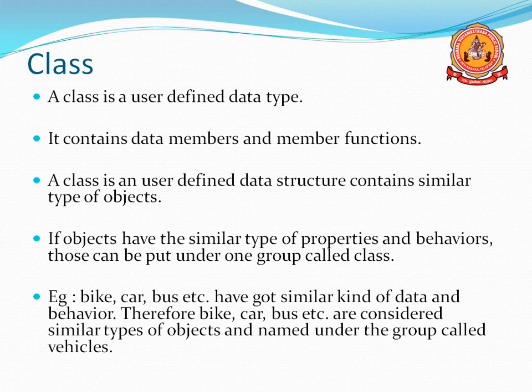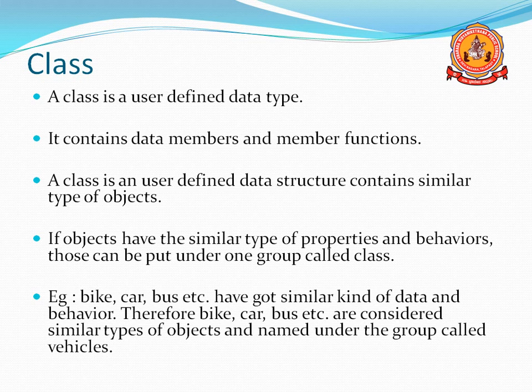We move to our first topic, classes. Class is a user defined data type. Remember, class is a user defined data type. Remember, there are mainly three types of data types available. One is fundamental data type, derived data type, and user defined data type. The fundamental data types are integer, character, double, float, and void. These are 5 fundamental data types.